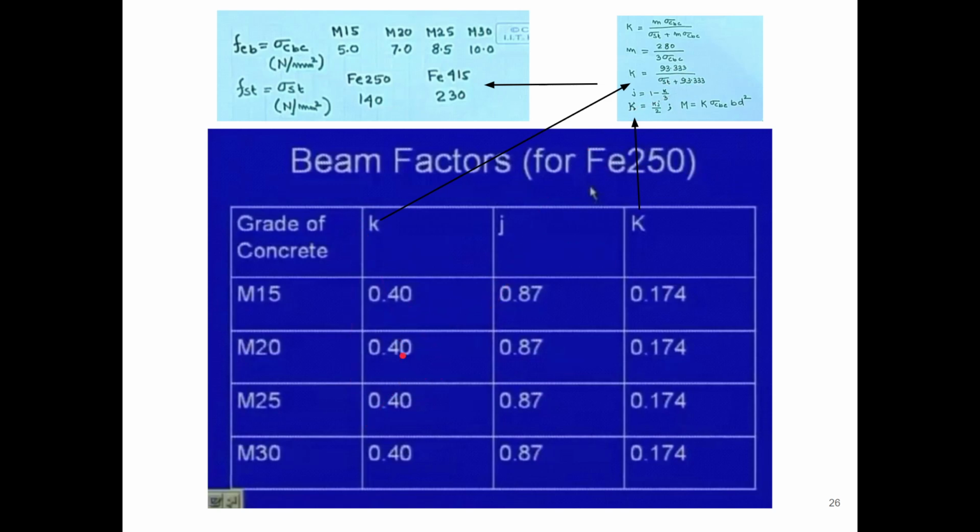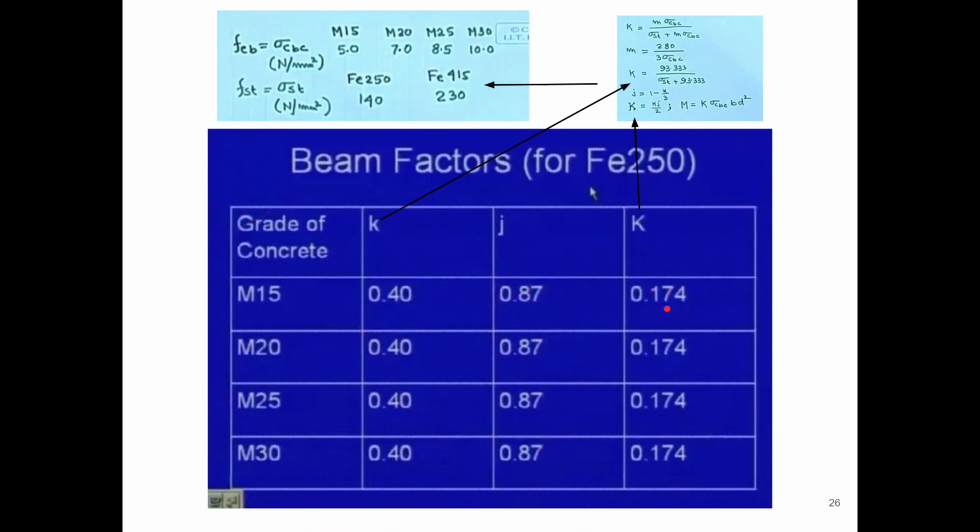Because Fe250 is there for all, the sigma st value will be 140 megapascal, so it will be constant. So 0.4 for all. Similar is the case with j. j is equal to 1 minus k by 3, so it is a function of k. Because k is constant, j will also be constant. It will be 1 minus 0.40 by 3, which is nothing but 0.87, so all are the same.